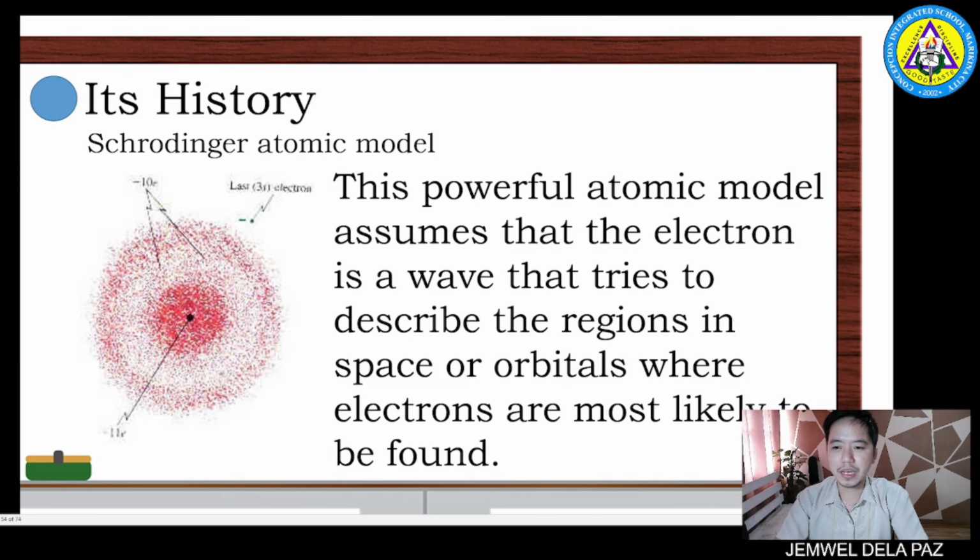One thing that is good in the Schrödinger atom is that it assumes that the electron is a wave that tries to describe the regions in space, or orbitals, where electrons are most likely to be found. We know that electrons are found orbiting the nucleus, but Schrödinger even further studied the location where the electrons are likely to be found.